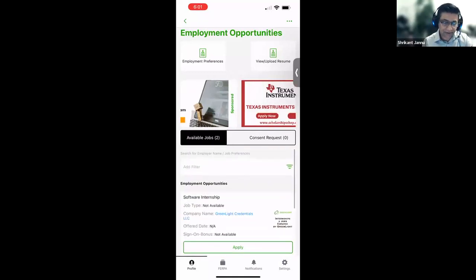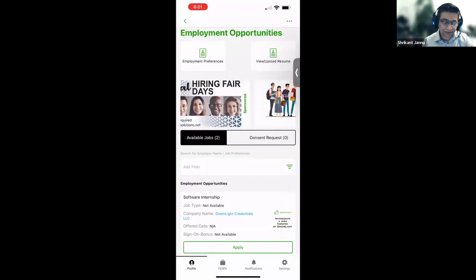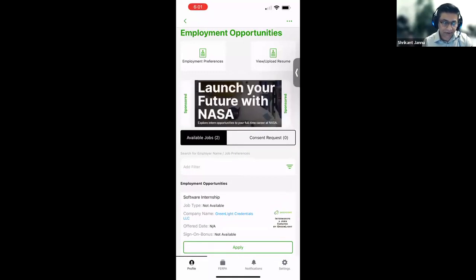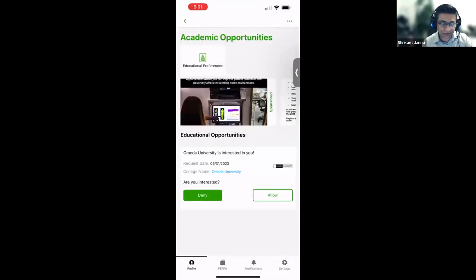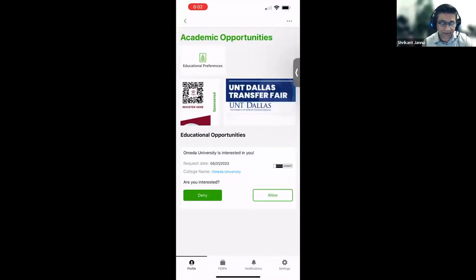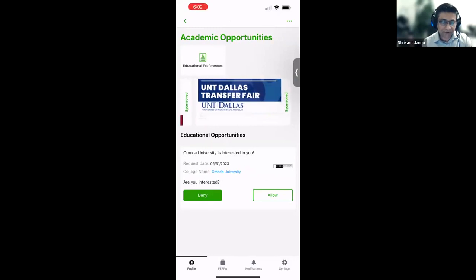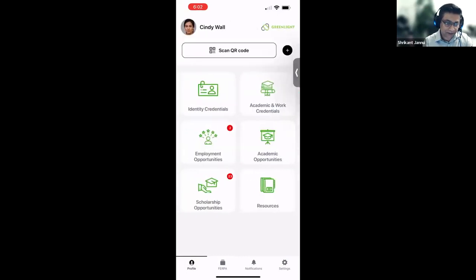They have access to information about different career fairs and so on. Also, they have an option to view and upload different resumes that they may have created, set their employment preferences, and so on. Similarly, we connect them to academic institutions who can post information on their career fairs or transfer fairs or admissions fairs. And students who are interested can indicate their interest from within the application.